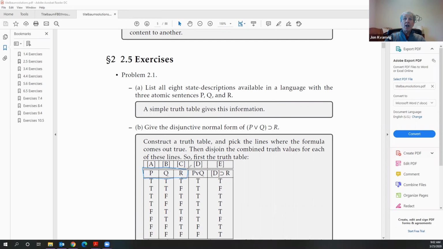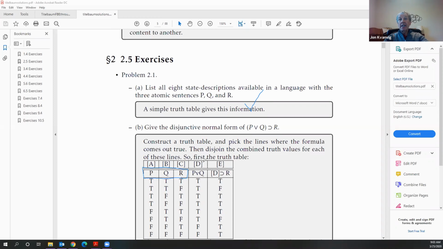the first 3 columns are the columns that give the information you needed to answer A. So if you wanted to just construct the first 3 columns as your answer to A, that would be a perfectly adequate answer. You could also just say true, true, true, true, true, false, true, false, true. You could do it that way individually for the P, Q, and R, and the answer would be perfectly fine.